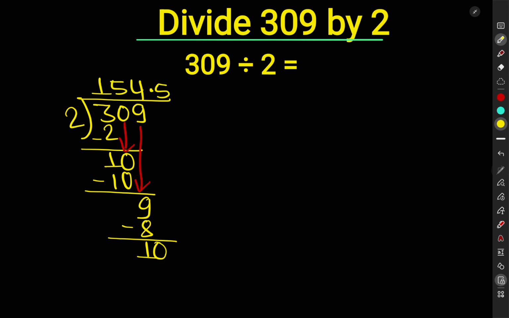So 2 times 5 means 10. On subtracting we get 0. So 309 divided by 2 is 154 decimal 5.